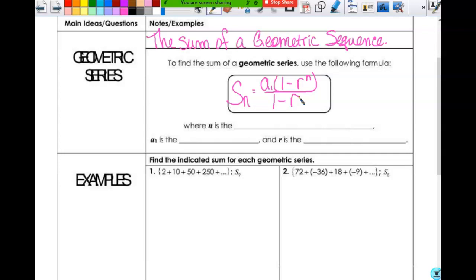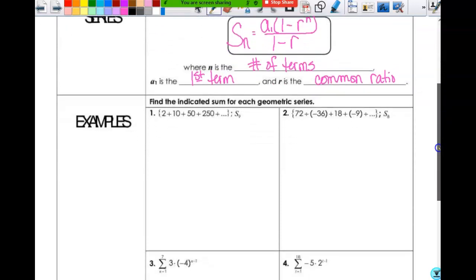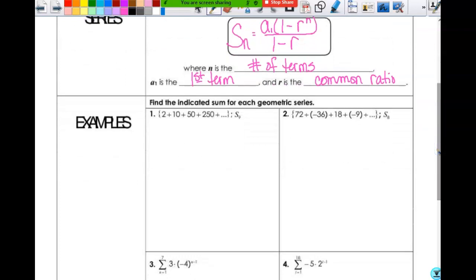Okay. Then it's where n is the number of terms, just like it has been, where a1 is the first term, and r is the common ratio. So for arithmetic, we had to have the first term and the last term. We don't have to have the last term here. We just have to know how many, and it will all kind of take care of itself.